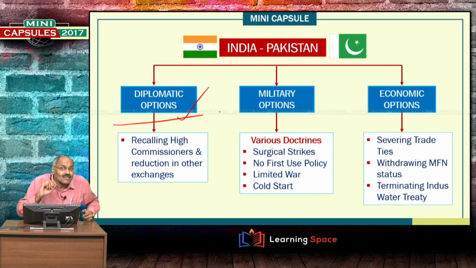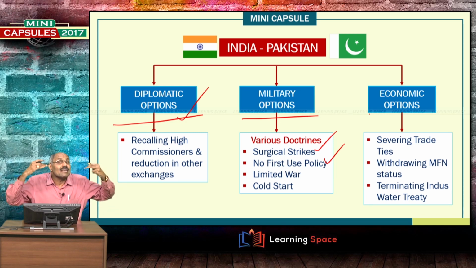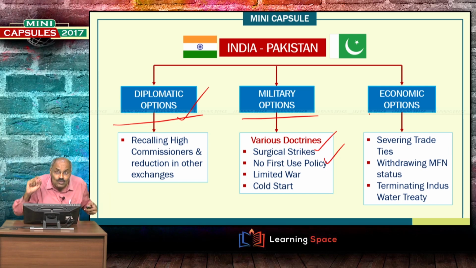Then the second one is the military option. The military option has got several doctrines. So, the military option has to look at various doctrines employed by the country. Doctrines like surgical strike is one sub-conventional doctrine. No first use policy is one doctrine of the military option, because we do not use nuclear methods against any other country. Our nuclear policy is only to act as a deterrence. That is the meaning of no first use policy.